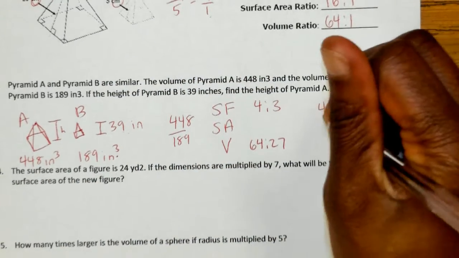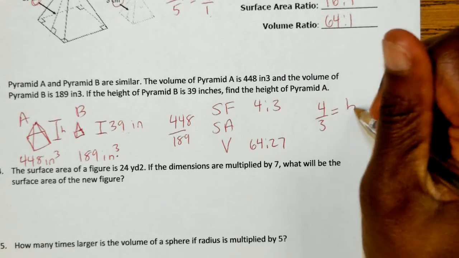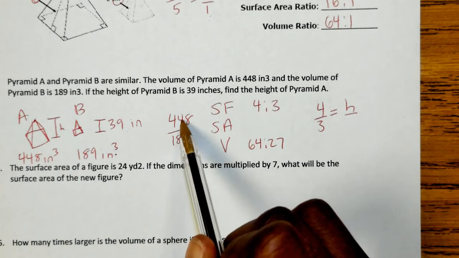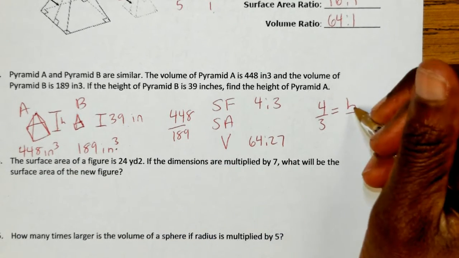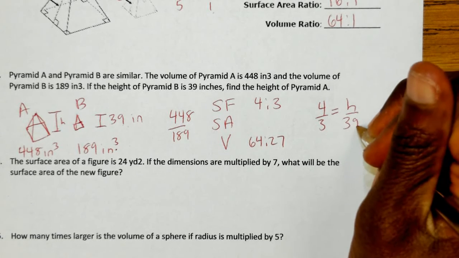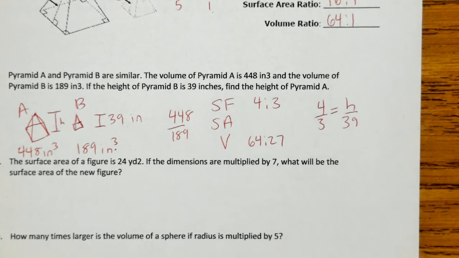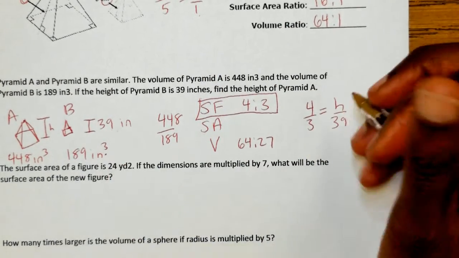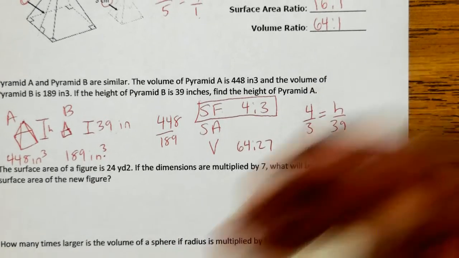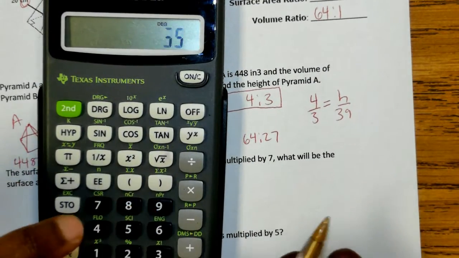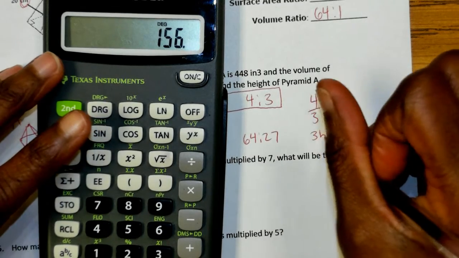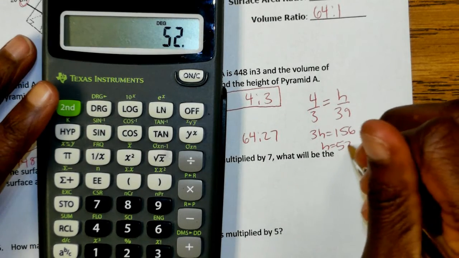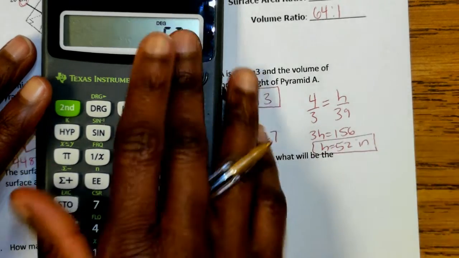So that means they're in a ratio of 4 to 3, and it's height and 39. Okay, because the 448 was first, I wrote it first. I put the h first on this side. So it does matter that the h is over the 39. Okay, and we had to use the scale factor ratio because these are in inches, which is related to scale factor. So 4 times 39 is 156, divided by 3 is 52. So the second height should be 52 inches.